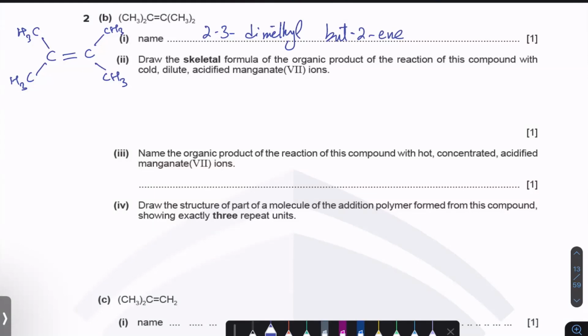And there you go. That's the answer. Draw the skeletal formula of the organic product with cold dilute acidified manganate. We know that when cold dilute acidified manganate is reacted with it, it oxidizes it. And this is mild oxidation. It produces a diol. So both the carbons will get OH. So the double bond is going to break and you're going to get OH here and OH here. So let's do it. This is butane. So 1, 2, 3, 4. On the second one, I have OH.